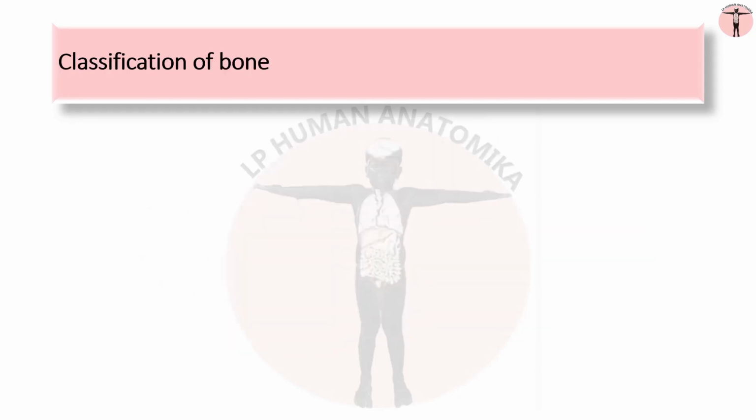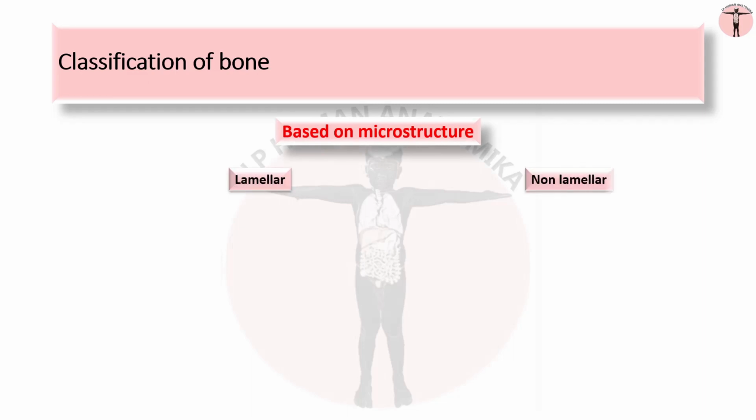Before we go into the actual structure of bone, let us see the classification of bone based on the microstructure. Based on microstructure, bone is classified into lamellar and non-lamellar bone. Lamellar bone includes compact and spongy bone from an adult skeleton. This is called mature or adult bone.